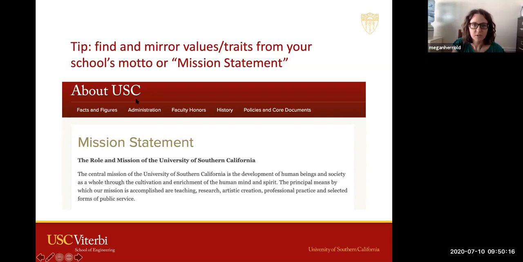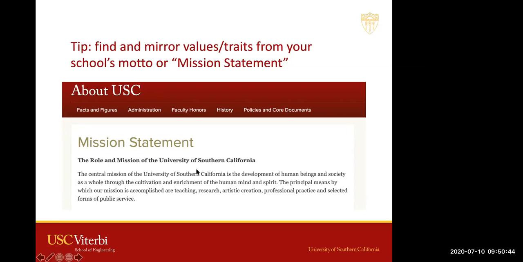This is the USC mission statement, by the way. Artistic creation, professional practice, selected forms of public service. These are the sorts of things that USC is leading with. It's the values they're claiming as a public institution. I guess it's a private institution, but the public facing branch of the institution. If you can also speak to some of those values, you're demonstrating on a latent level that you are a good fit for that college. So this is an interesting, potentially strategic method.